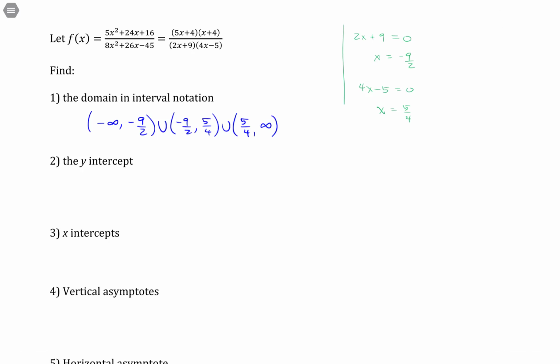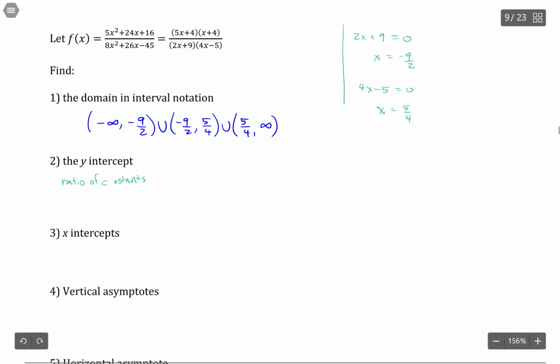Now, the y-intercept. The y-intercept is easiest to get in the expanded form. In the expanded form, it's just the ratio of constant terms. So the ratio of constant terms is just going to be these two values right here divided.